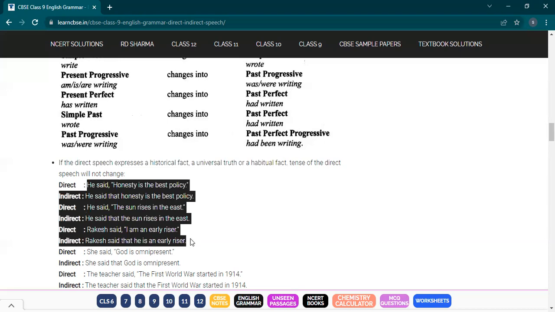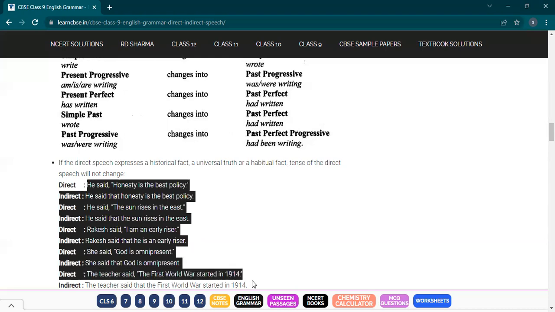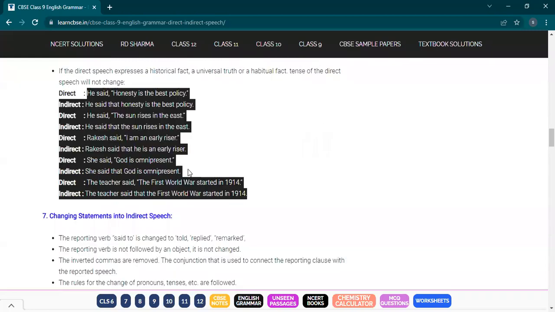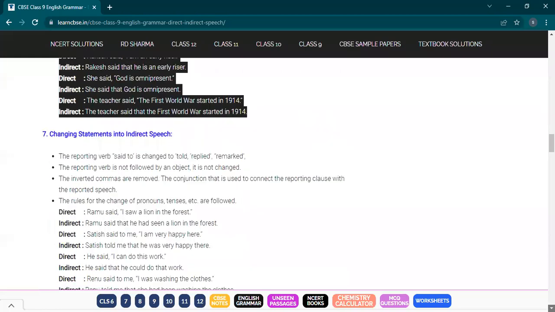Rakesh said that I am an early riser. This is a habitual action. Rakesh said that he is an early riser. God is omnipresent means God is present at every place. Teacher said the first world war. This is a historical fact. Okay. So these historical facts, habitual actions and universal phenomena will not change. Inka tense same rahega. Is it clear to you all? Shall I move forward? Because we are revising, that's why I am asking you all again and again. Yes, very good. When you respond, that gives me clarification.